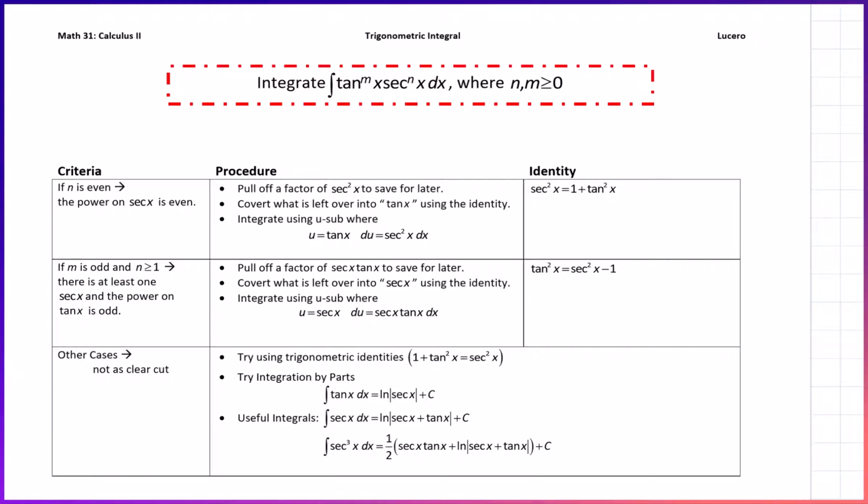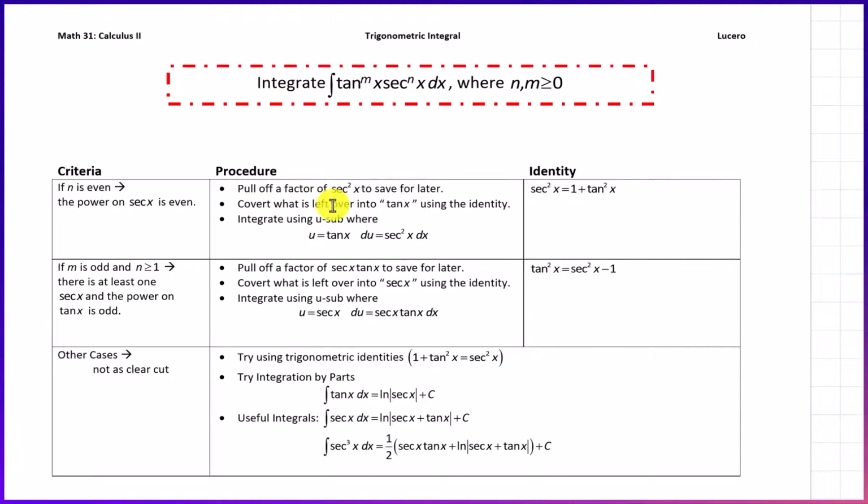And so if the power on the secant is even, what we're going to do is pull off a secant squared and save it for later, because we're going to do a u sub and we're going to end up using that as part of our u sub. So if we have an even power on secant, we're going to pull that off. We're going to save it like a little treat for later. Similar strategy to when we were working with sines and cosines. We pull that secant squared off.